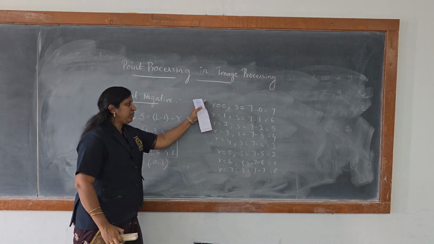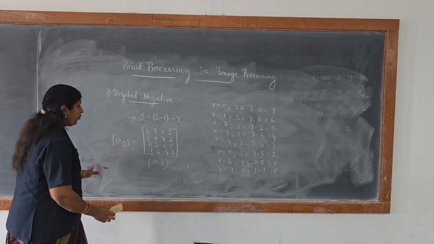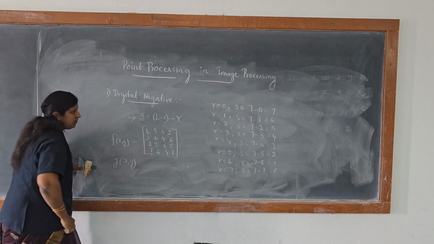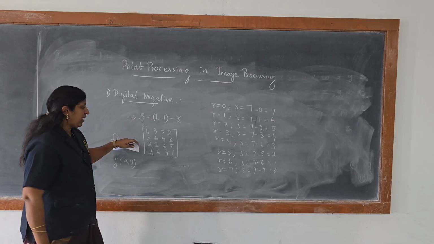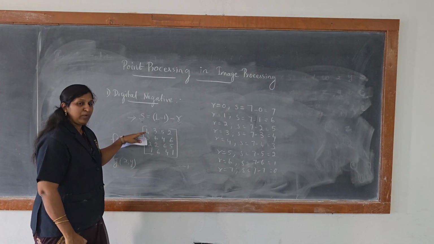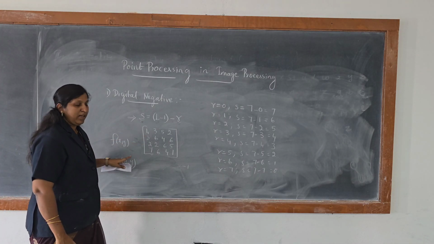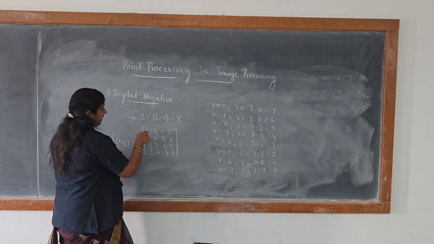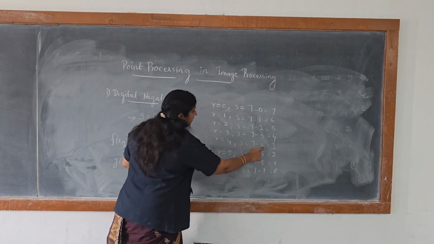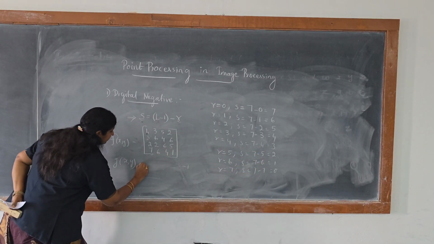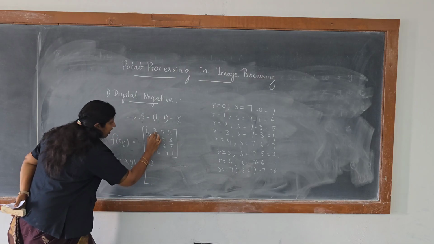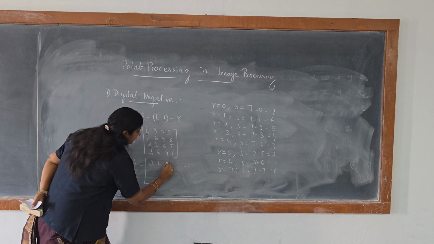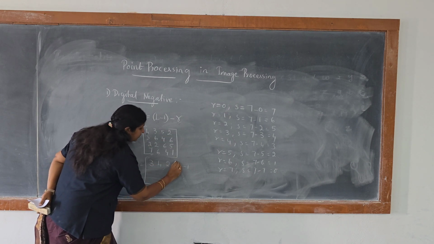Okay. Now, from this relation, we can form the output matrix G of x comma y. So you can witness we are doing modification over each and every individual pixel in the input image matrix. Okay. So if R is 4, then S value is 3. If R is 3, S value is 4. See the table. If R is 5, S value is 2. If R is 2, S value is 5.